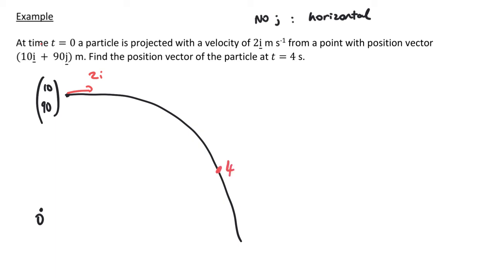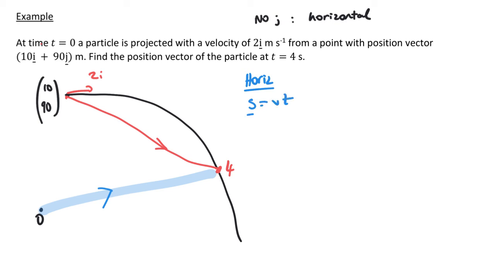We want to find the position of the particle at time t equals 4 seconds. So that's here. So if we could find the vector form of this red line, then to get the position vector from O, it's going to be (10, 90) plus whatever this displacement is. So horizontally, we have s equals vt, and these are vectors, so we'll underline s and v, and s is going to equal 2i times 4, which is 8i.